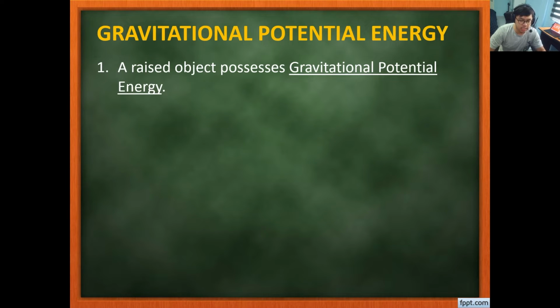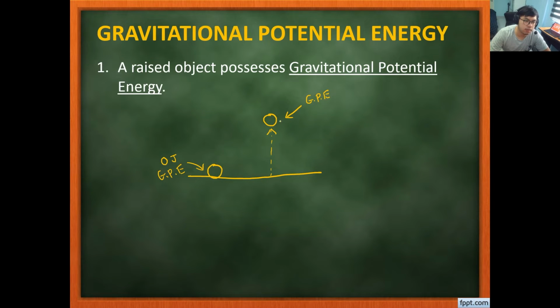This is an energy that something has when you raise the object. This energy is related to objects that are about to fall. For example, I have a ball here. When the ball is on the ground, it has zero gravitational potential energy. GPE is the short form of gravitational potential energy. But if I raise it above the ground, now it has gravitational potential energy. So for example, now the gravitational potential energy is 100 joules.